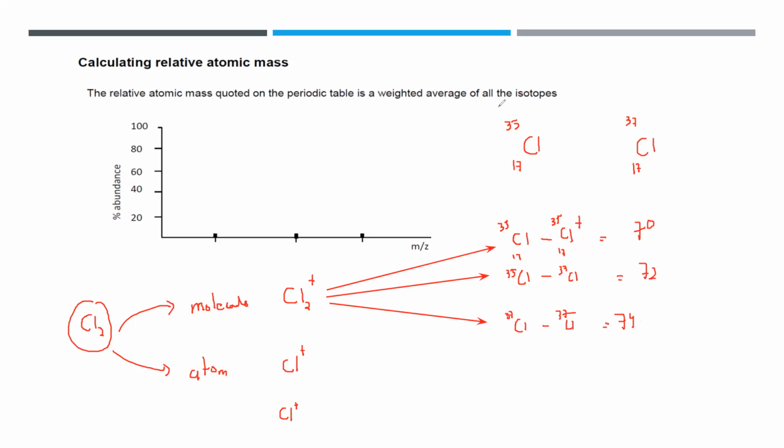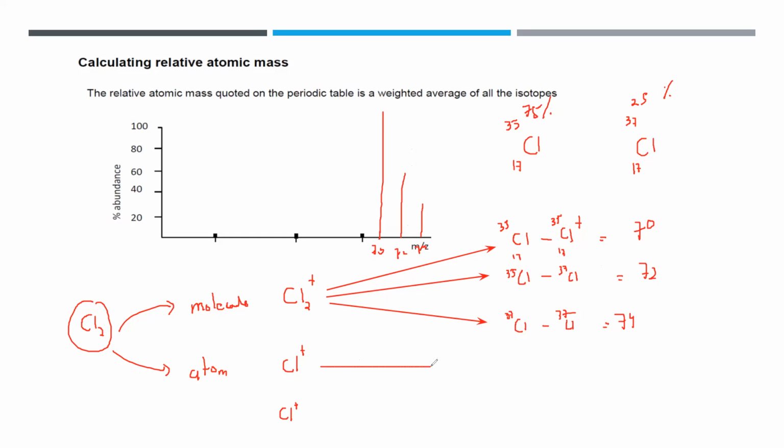And you know the percentage of chlorine 35 is 75%, and chlorine 37 is 25%. So you will get peaks at 70, 72, and 74. The peak at 70 will be higher because its percentage is more. Then the peak at 72, and at the last, a peak at 74. So three peaks will be there: 70, 72, and 74.